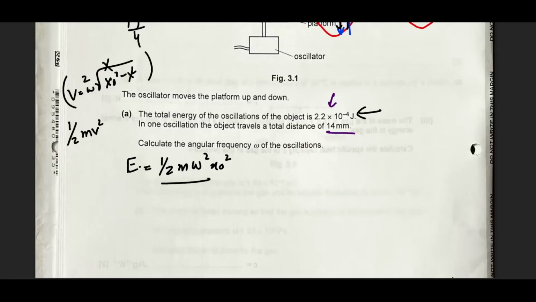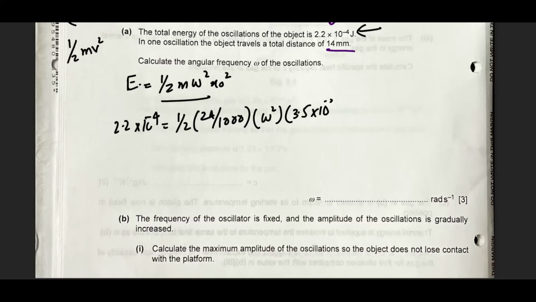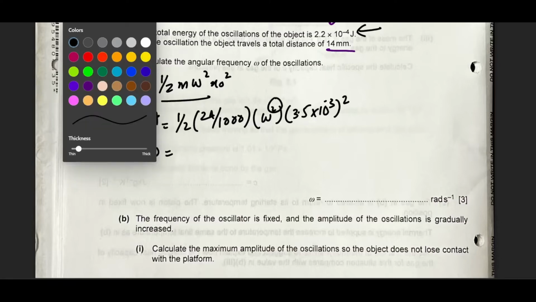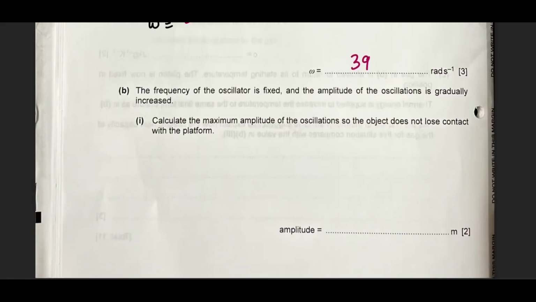with this equation. So the energy is 2.2 into 10 raised to the power minus 4 equals 1 over 2, mass is 24 grams converted into kg, into omega square, which is what we want to find out, and x naught square, which is 3.5 into 10 raised to the power minus 3 whole square. So omega finally, after taking the under root and everything else, comes out as 38.6 radians per second. So this can be written down as 39 radians per second.